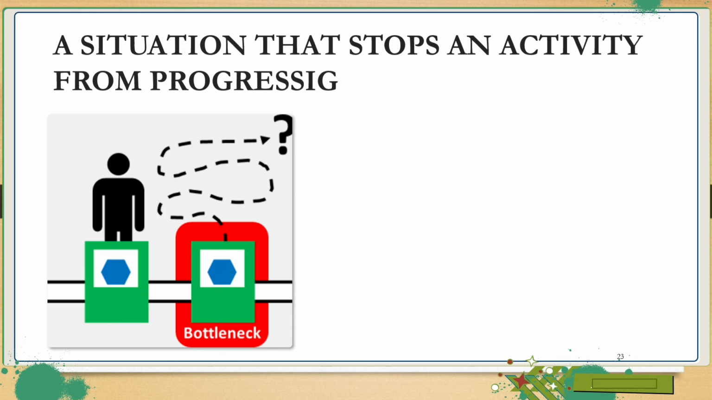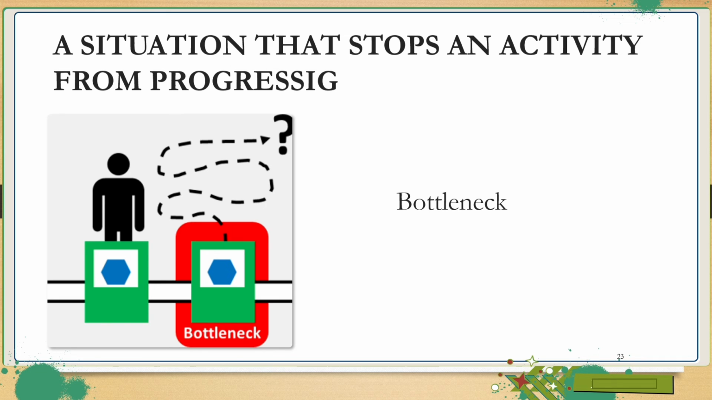So next one is a situation that stops an activity from progressing, and that situation is known as a bottleneck. If you are, let's say, a project manager, and your project was going smoothly until a problem occurred, and that became an obstacle for the progress of that project, that thing would be referred to as a bottleneck. A bottleneck means an obstacle, we can say.